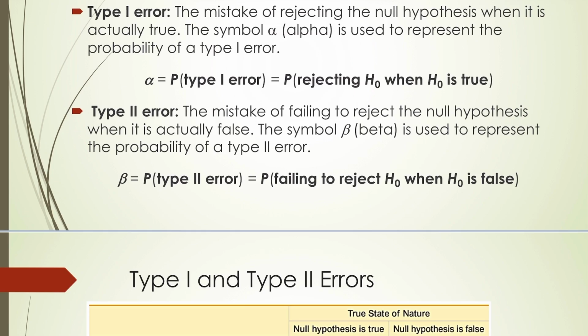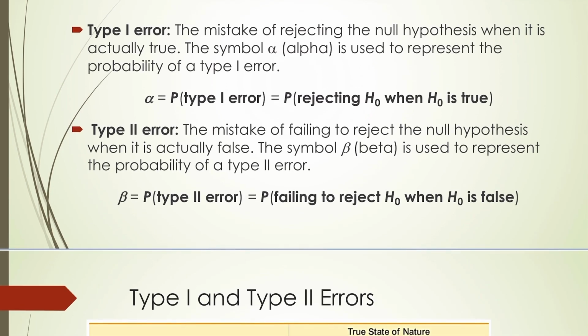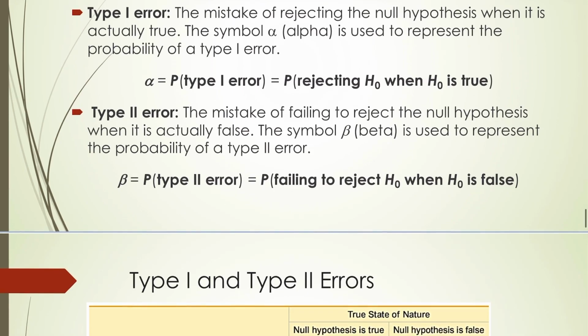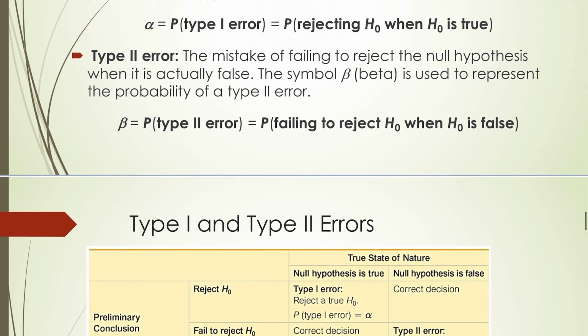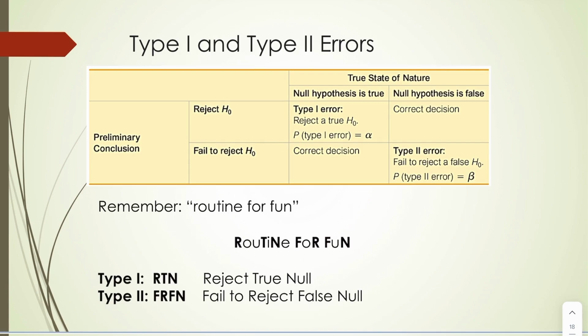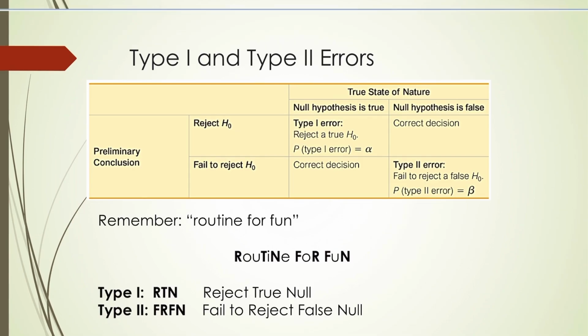Type 2 error is the mistake of failing to reject the null hypothesis when it is actually false. The symbol beta is used to represent that probability. Here's a little table and a mnemonic. The true state of nature is the columns, so the first column is that the null hypothesis is true.